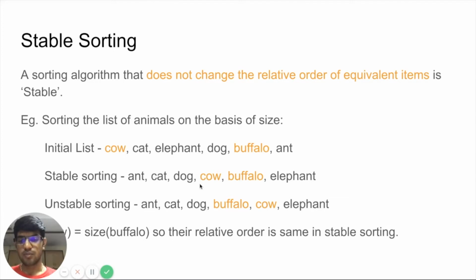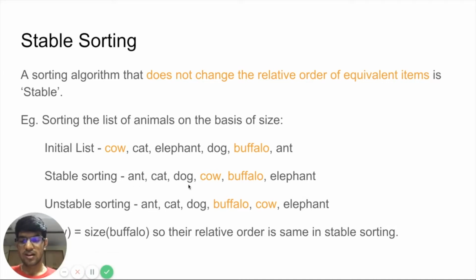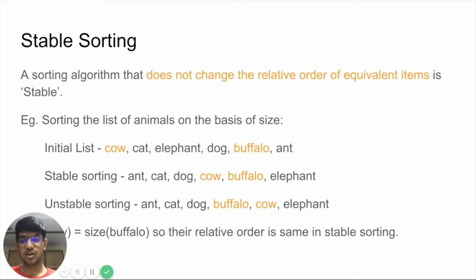Hence, both these orders are valid sortings. However, we can distinguish between them on the following basis. In a stable sorting algorithm, cow will come before buffalo, since in the initial list provided to us, cow was before buffalo. Hence, the second list is a stable sorting. However, in the third list, the order of cow and buffalo is different from what it was in the original list provided to us. Hence, we define it to be an unstable sorting algorithm.